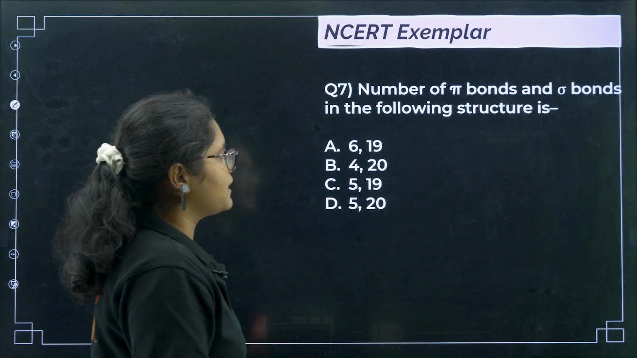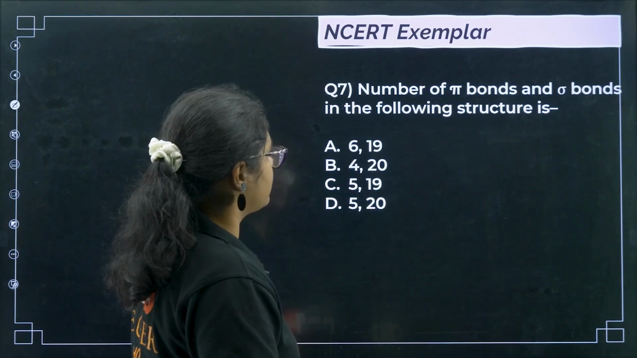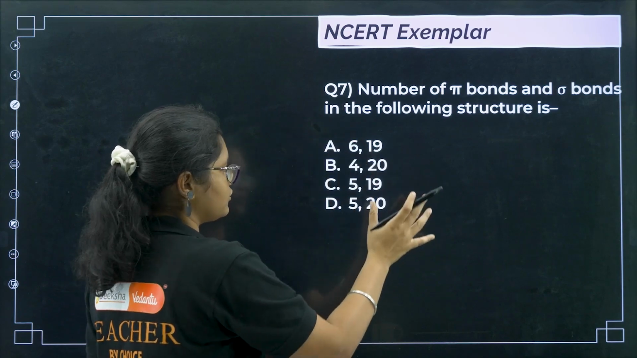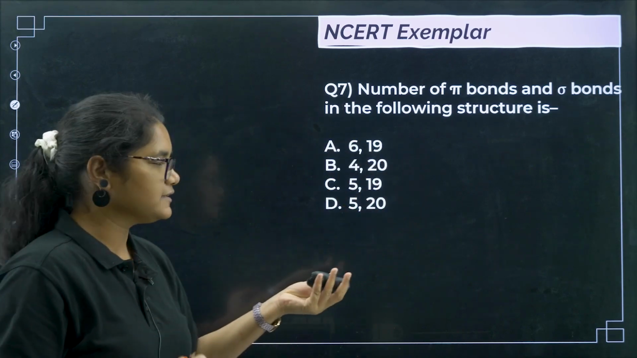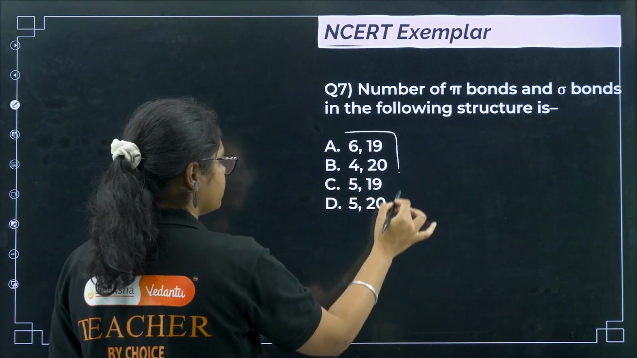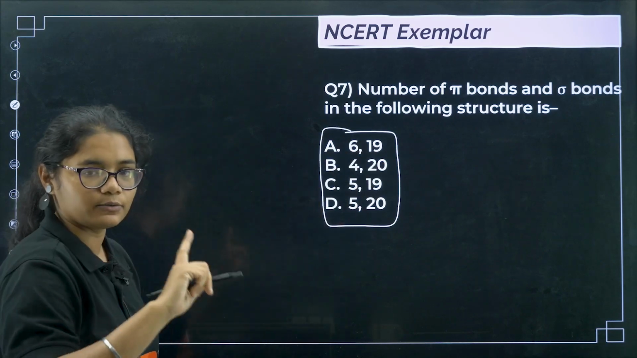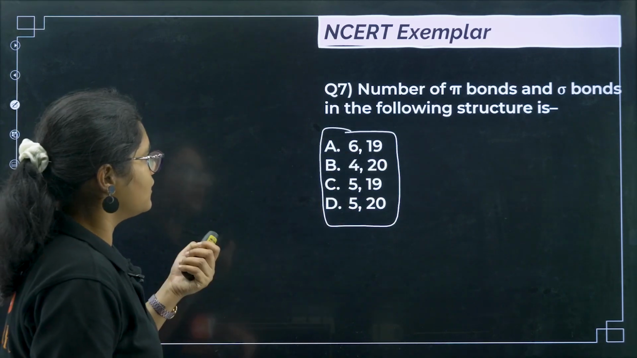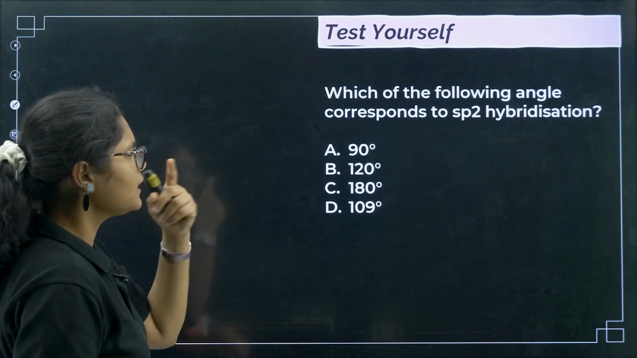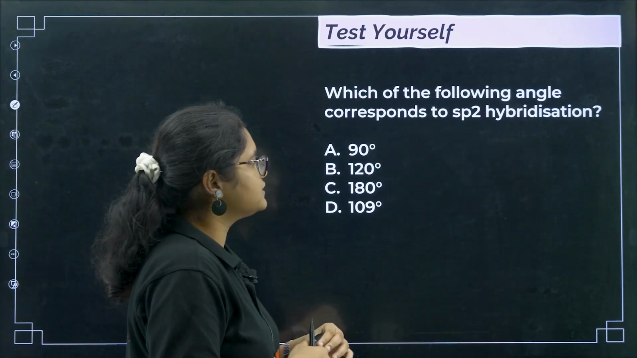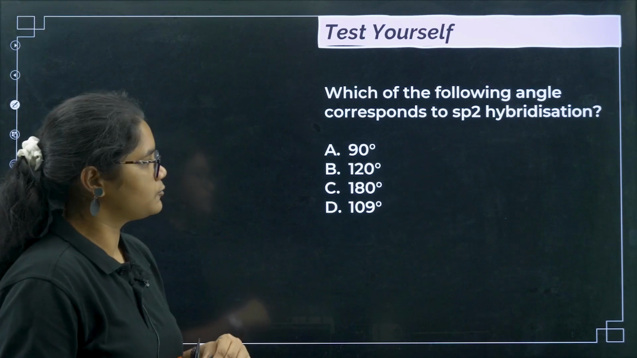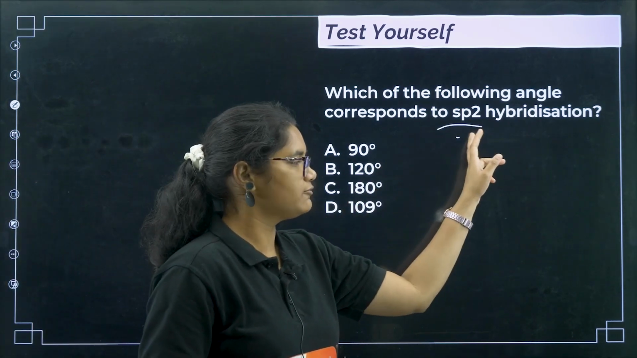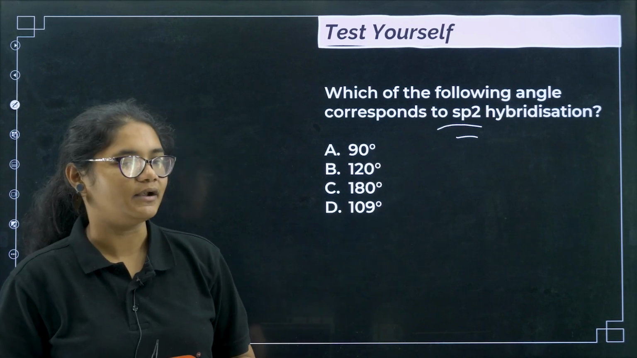Okay, next, number of pi bonds and sigma bonds in the following structure is, okay, so this question you can leave now, okay, I just forgot to add the structure. We will discuss this question in the next class, I'll do it again. For now we can leave this question because I haven't added the structure here. Okay, now this is a homework question. Which of the following angle corresponds to sp2 hybridization? Okay, very easy question. What is the bond angle for sp2 hybridization? You need to comment down the answer.